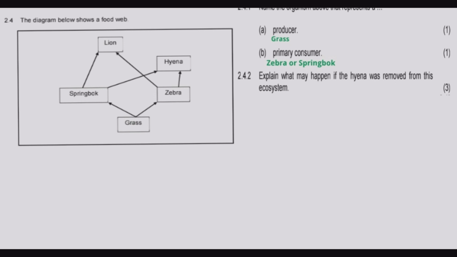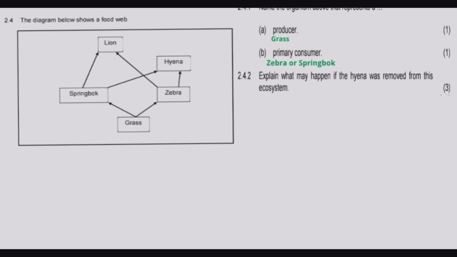Okay, explain what may happen if the hyena was removed from this ecosystem. Now, you should know that the hyena is eating zebra and springbok, which are primary consumers. So what will happen if these primary consumers are not eaten by the hyena? There is no hyena to eat them. What will happen to the zebra, to the springbok, and to the grass?